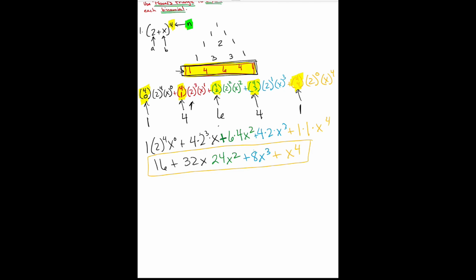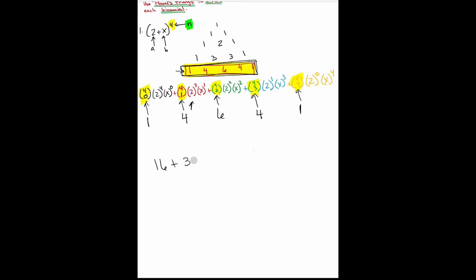Okay? And that's how Pascal's triangle is applied, where it's an easy way to find my coefficients, and then from there it's just a matter of simplifying the problem. Okay? So now that I've shown you how Pascal's triangle works, let me go ahead and work it out the long way using binomial theorem. So this is where the 4 choose 0 comes into play.